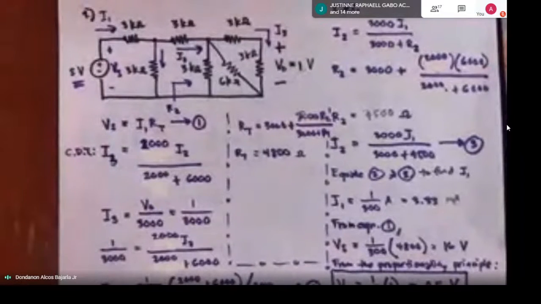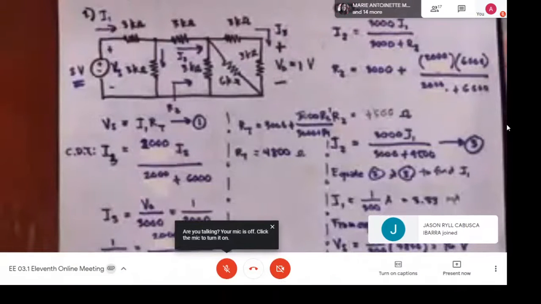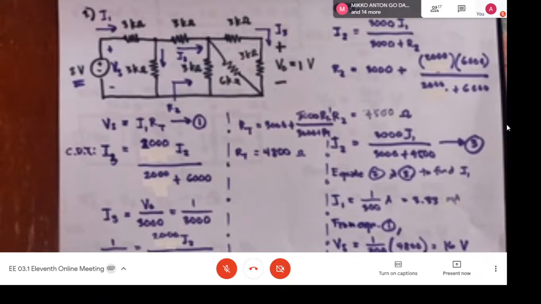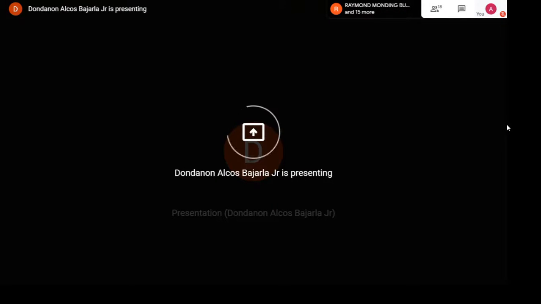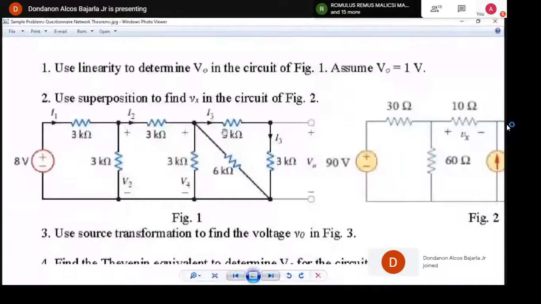Let's begin with number one. Number one is a problem on linearity. It says: use linearity to determine V sub O in the circuit of figure 1. Assume V sub O equals 1 volt.